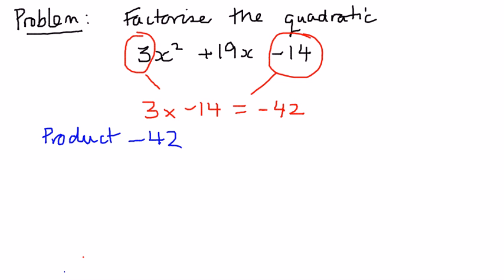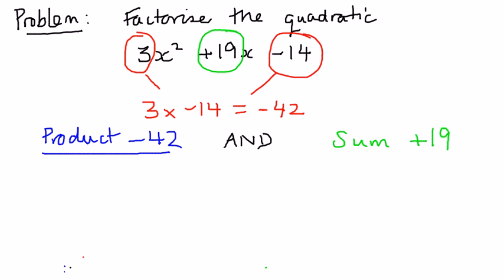or we could consider the pair of numbers that need to have a sum of plus 19, which comes from here, the middle term. The pair of numbers that we need must satisfy both of these requirements, so the product is negative 42 and the sum is positive 19. So let's consider some possibilities that have a product of negative 42.